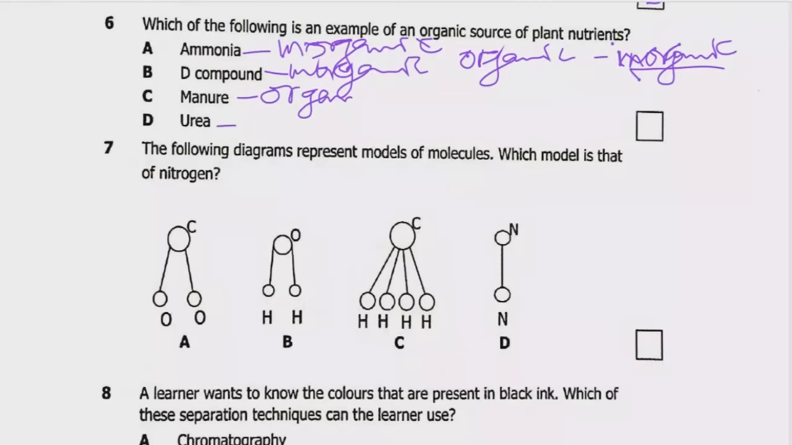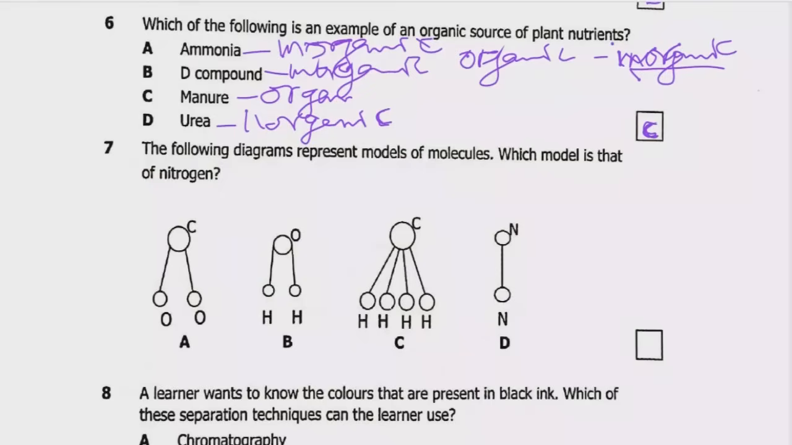Then when you look at urea, this is also inorganic. These are man-made. Okay. So basically, those are the things I can share with you. Now we have identified 3 things to be inorganic. So the one which is organic is the correct answer. So manure is the correct answer, which is C. Okay. So if you have questions or suggestions, you can ask in the comment section. But basically, this is what I can share with you on question 6.